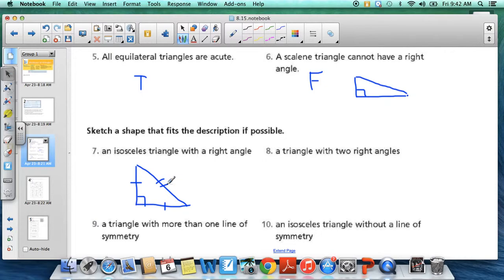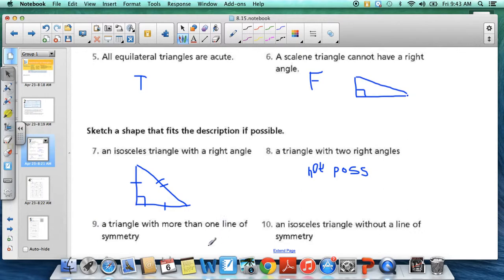Okay, so for number 8, a triangle with two right angles. A triangle with two 90-degree angles. I don't think that that's possible. So we'll write not. Oh my goodness, you guys, you know that that means not. This is really hard to write with. Possible. Just finish writing the word out. Possible. Thanks, guys.